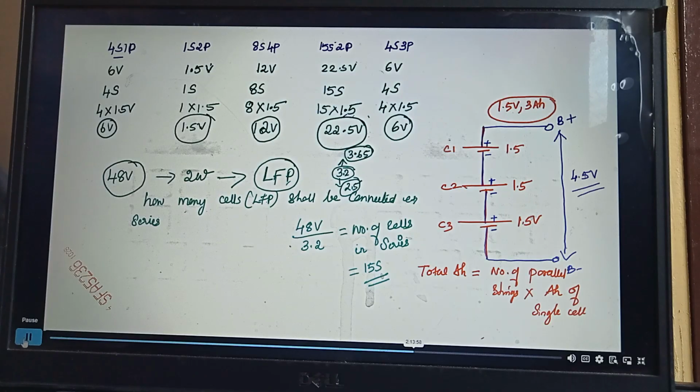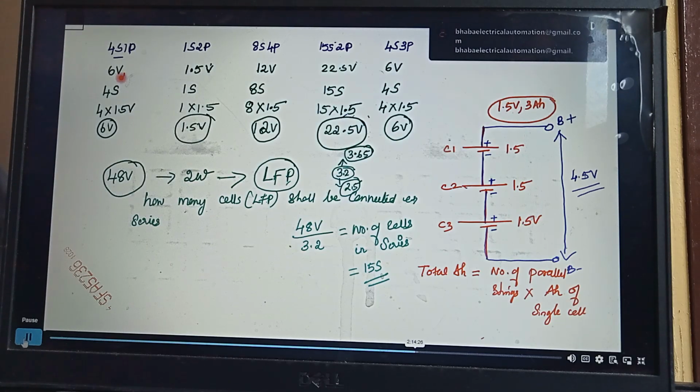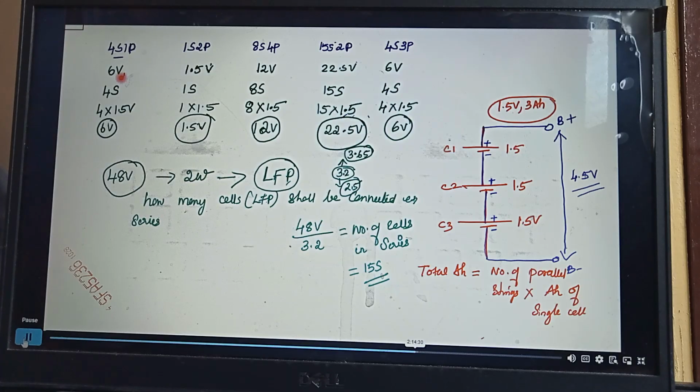Now tell me, for the 4s 1p configuration, what will be the battery pack Ah? How do you find total Ah? Total Ah is the number of parallel strings multiplied by the Ah of one cell. In 4s 1p, how many parallel strings are there? Only one. The cell we have taken is 1.5 volt, 3 Ah. So 3 into 1 is 3 Ah. So this battery pack will be 6 volt, 3 Ah.